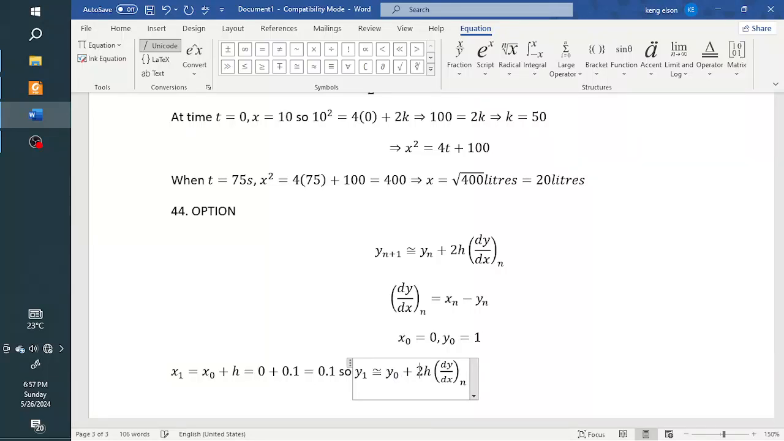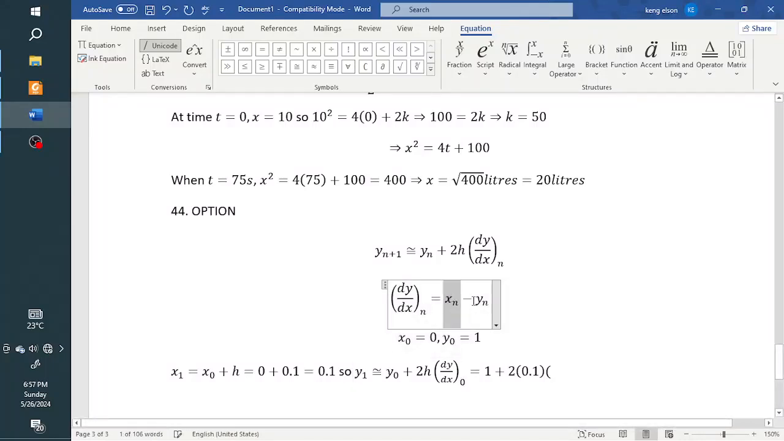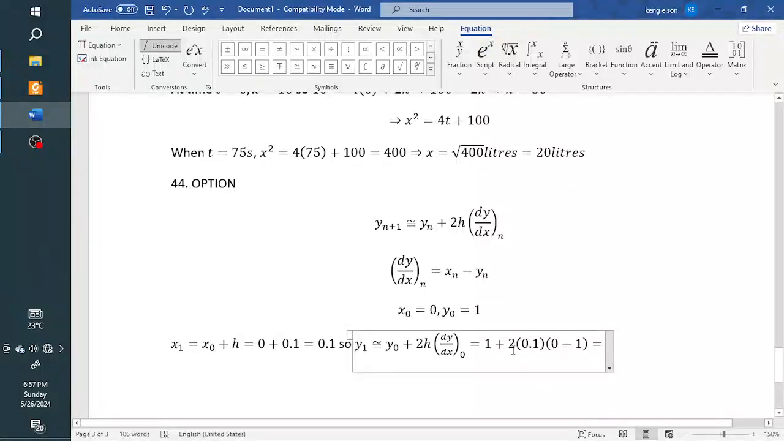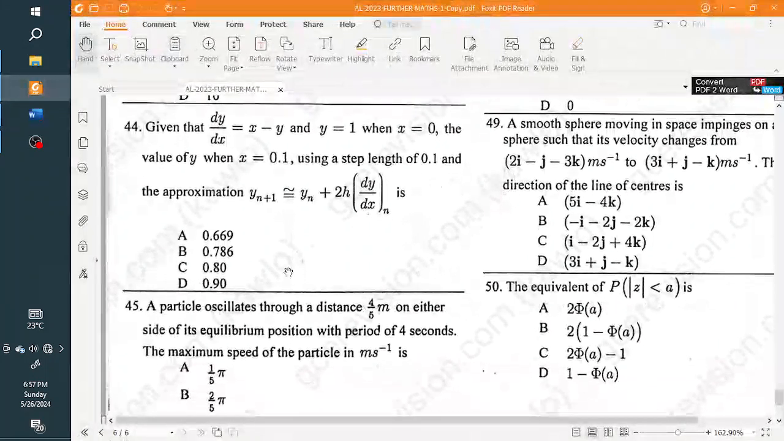y0 plus 2h times dy by dx at 0. What is y0? y0 is 1, plus 2 times h, which is 0.1, times dy by dx at 0, which is x0 minus y0. x0 is 0, minus y0, which is 1. So at the end of the day, we have 0.2 times negative 1, which is negative 0.2. So this is 1 minus 0.2, which gives us 0.8. Option C, 0.8.